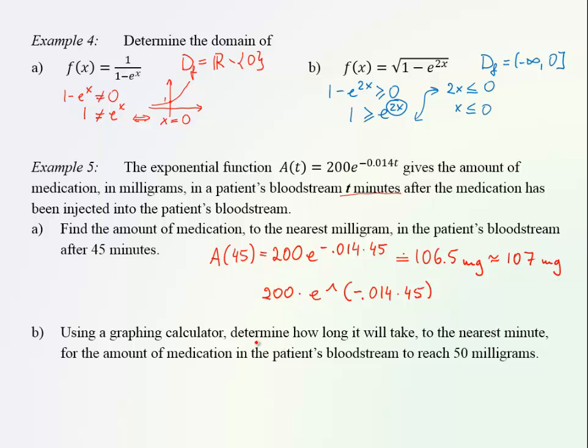The next part of the question asks us to determine how long it will take to the nearest minute for the amount of medication in a patient's bloodstream to reach 50 milligrams. So now we have the amount of medication given, so we're really looking for the solution to this equation. When a of t, for what kind of t, a of t, is actually equal 50. We could do it algebraically if we know logarithms, but at this time we can do it by using graphing calculator.